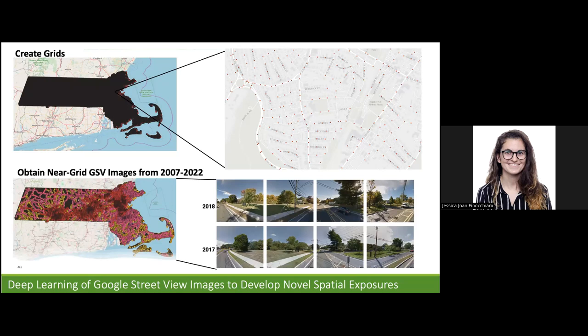And you can see we've also kind of hacked the algorithms. We can go with the historic Google Street View data, so we get an image every year, if there is an image available, going back to 2007, which is when Google Street View started, right? So you can see this is the same location, four different orientations. We get a full 360 in 2017 and 2018, right?